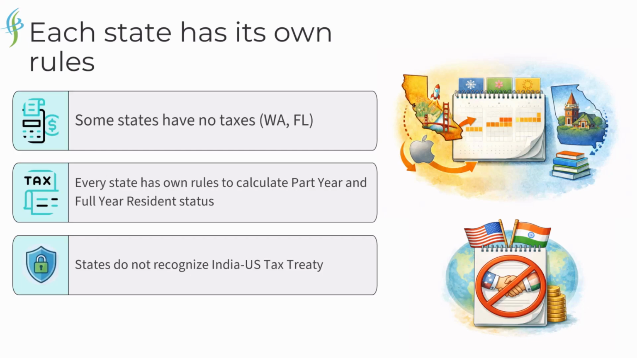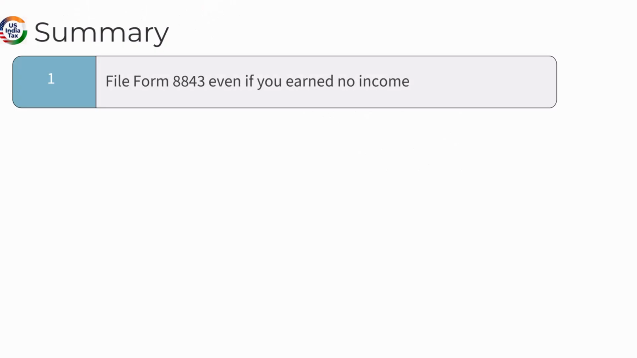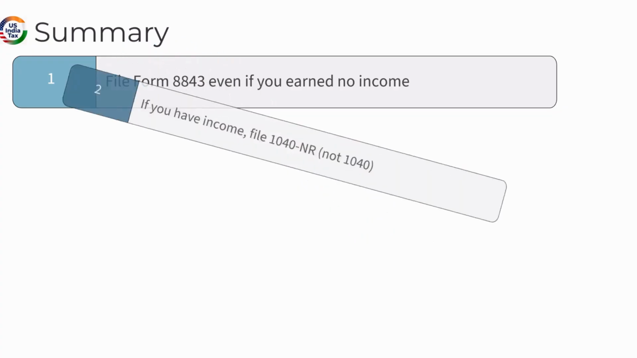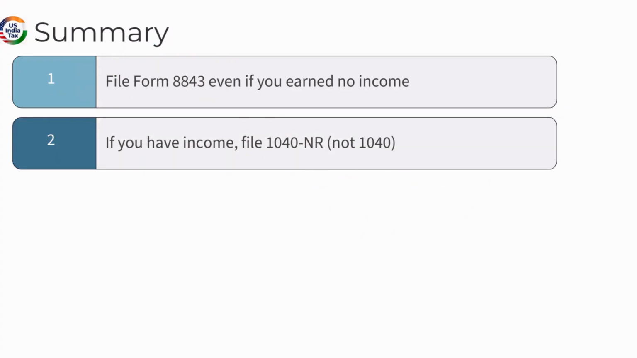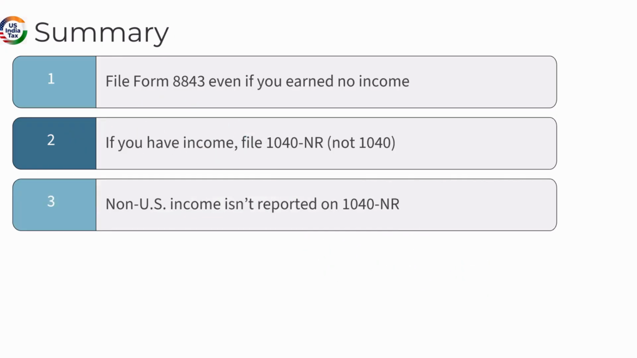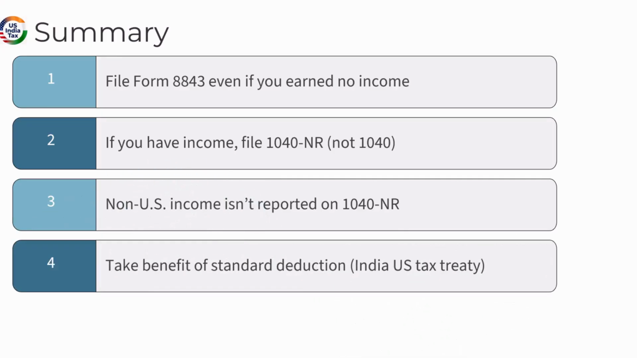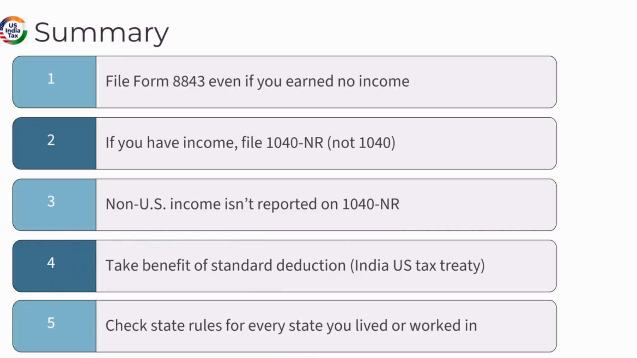Now, before we conclude, let's quickly summarize the 5 action items that we studied so far. Point number 1, make sure that you file Form 8843 even if you had zero income. 2, if you had income, file Form 1040 NR and not Form 1040. Point number 3, non-US income is not reported on 1040 NR. 4, make sure to take the benefit of the standard deduction via the India-US tax treaty. And lastly, check the state rules for every state you lived or worked in.